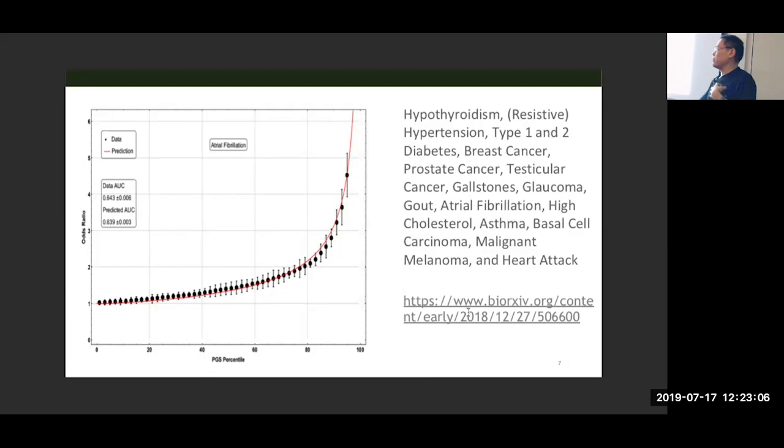This is atrial fibrillation, so it's an irregularity in your heartbeat. Our ability to predict risk for this, as you can see from the fit of the points. So we didn't fit the red line to the points. We generated the red line with a single formula, and then we laid the data down on the red line. So the theory, I think, is very strong. And so we could even say that as you get into like 99.5 or 99.8 percentile in the population, your risk really is going up enormously.